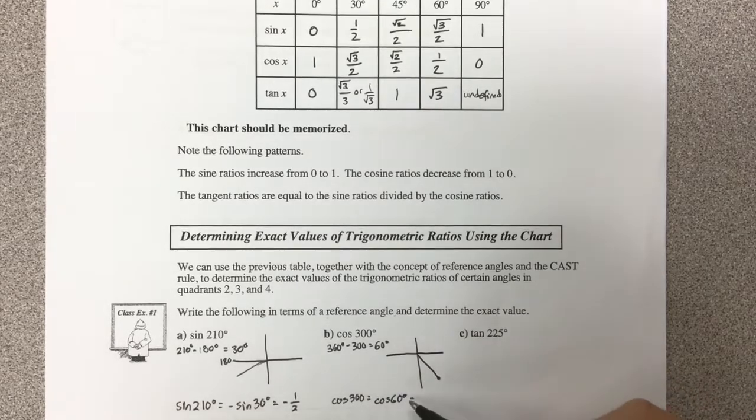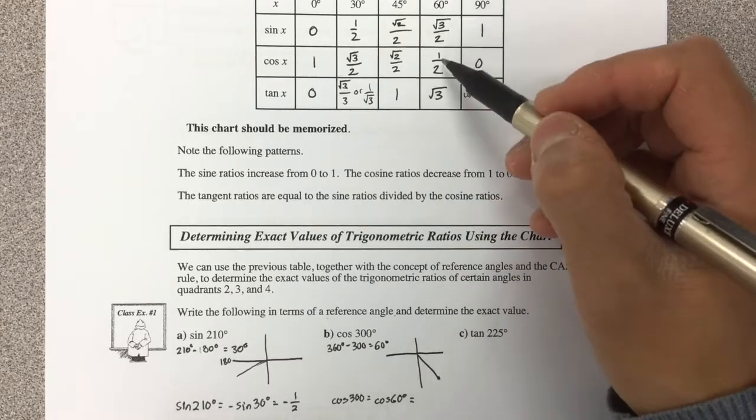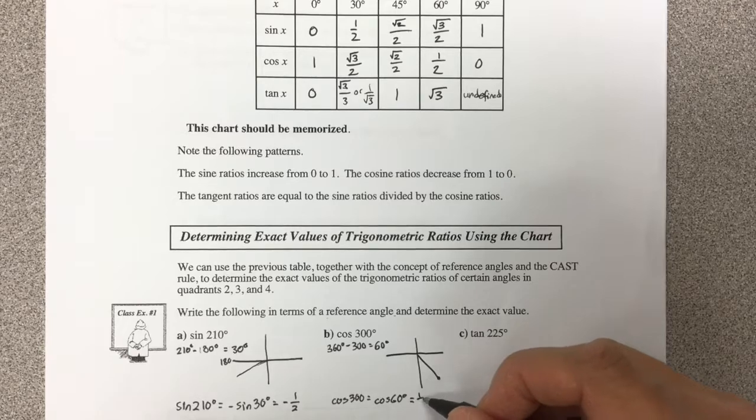Now, I don't have to type it in my calculator. I can again use my chart where I have 60 degrees. It's also going to equal 1/2.